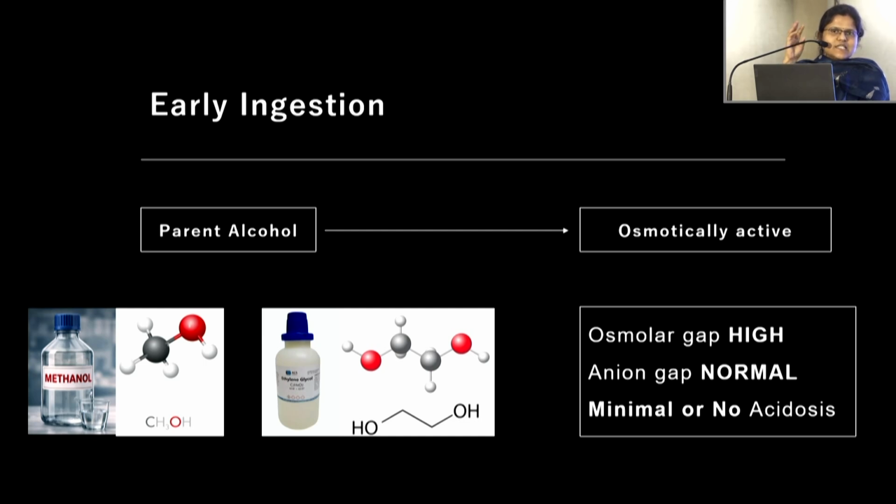The early ingestion, that is when the patient is taking the parent alcohol, either methanol or ethylene glycol, the initial blood levels are mostly because of the parent alcohols only. The metabolism has not started yet. So these parent alcohols are osmotically active, so they are the ones responsible for the osmolar gap. So in the early phase of ingestion, your osmolar gap is going to be high, but the anion gap will be normal. There will be minimal or no acidosis, because it is not getting metabolized into acids yet. So in the early phase, remember, osmolar gap is high, whereas anion gap is going to be normal.